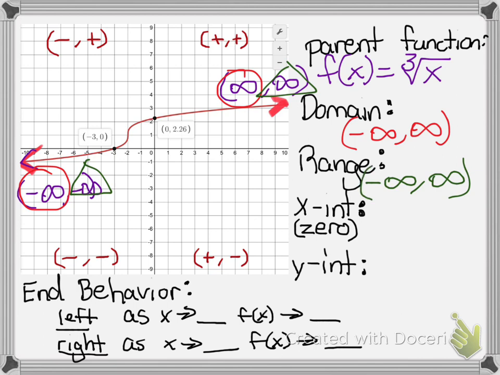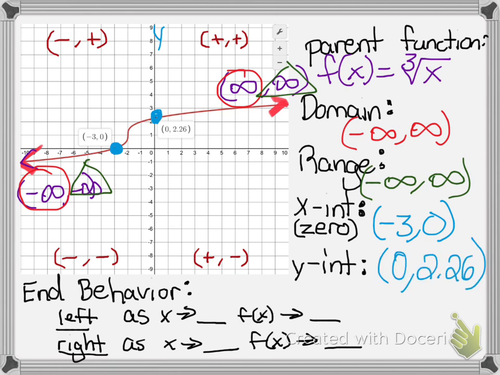Now, to find my x-intercept, I'm going to look at the x-axis and find where the graph crosses the x-axis. It crosses it right here. And as you can see, that point was already labeled for me. So my x-intercept is negative 3, 0. My y-intercept is wherever it crosses on the y-axis. And as I can see, it's right there. So my ordered pair will be 0, 2.26.